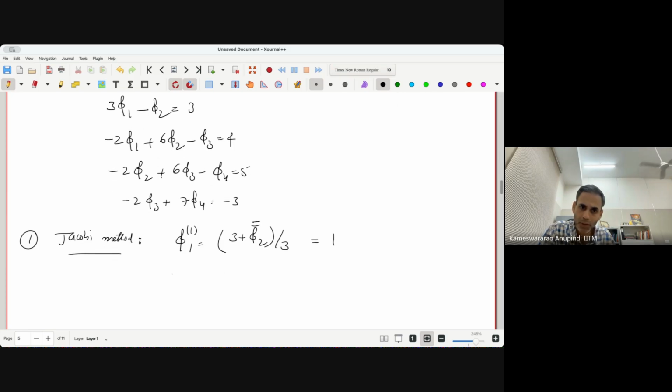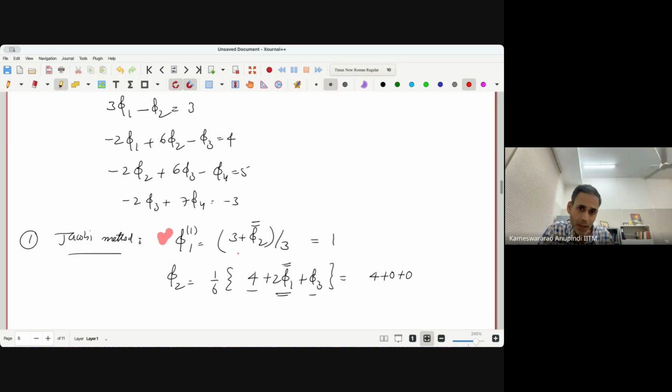Then I want to calculate phi2. Phi2 equals 1 by 6 of this equation, that is 4 plus 2 phi1 plus phi3. Now see here, for phi3 I'm going to use 0, so that's 4 plus 0 plus 2 phi1. I'm still going to use 0 for phi1 here, right? Although I have just calculated the new value for phi1, I'm still going to use 0 because this is point Jacobi. I'm going to use only the nth values here, not the n plus 1th iteration value. So this is 1/6 of 4, which is 2 by 3.